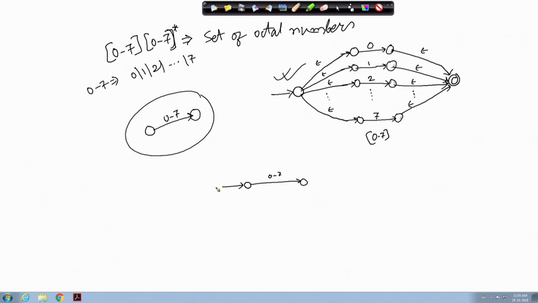So, we have to introduce one initial state. From here the epsilon transition will come. Similarly, from this one I will have one epsilon transition to the final state. And from this state there should be an epsilon transition coming back to the... sorry, there is a problem here. So, this is not correct.